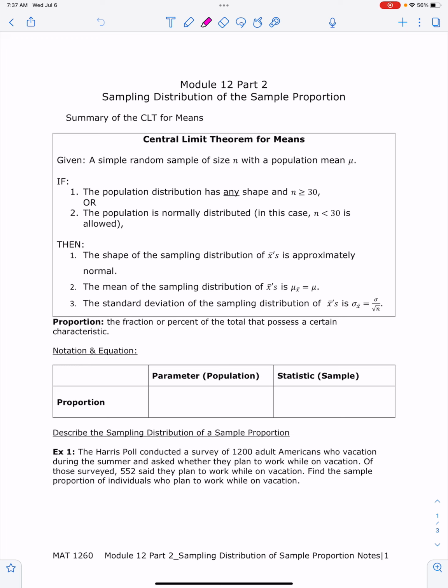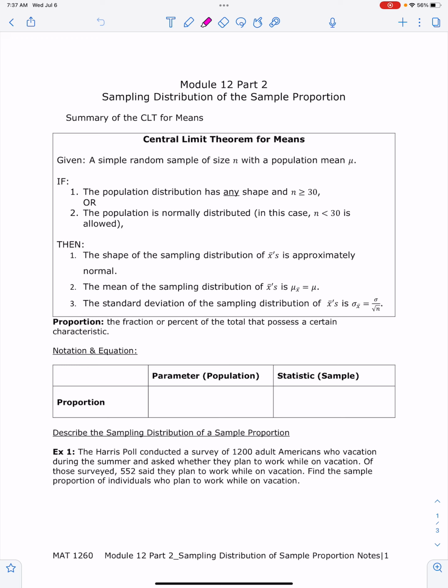We have got a simple random sample of size n with the population mean mu. Simple random sample is important. We want to make sure we are getting a nice representation of our whole population. So it doesn't matter what our population distribution is to start with, what kind of shape that has, as long as our sample size is greater than 30.